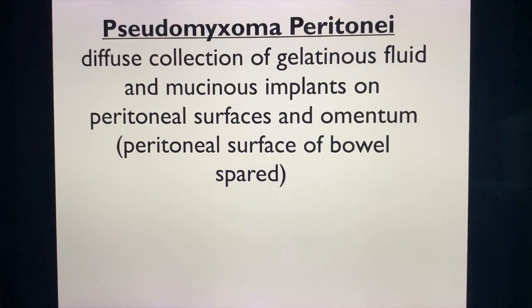And lastly, what is the diffuse collection of gelatinous fluid and mucinous implants on the peritoneal surfaces and omentum? This is known as pseudomyxoma peritonei. So, the diffuse collection of gelatinous fluid and mucinous implants on the peritoneal surfaces and omentum: pseudomyxoma peritonei.